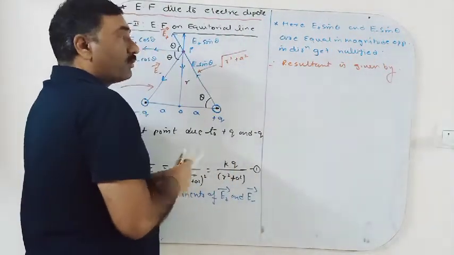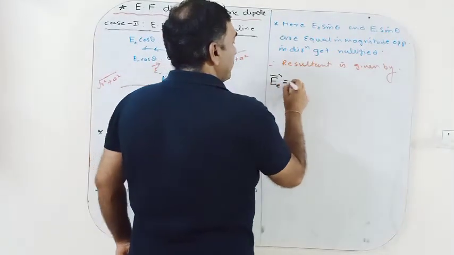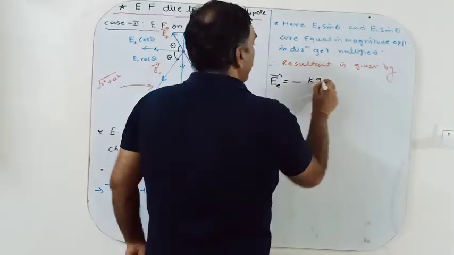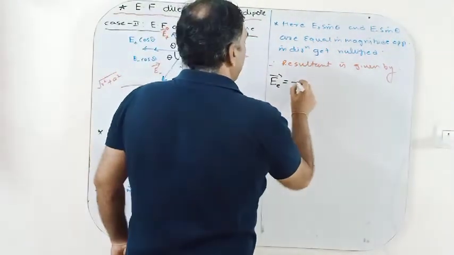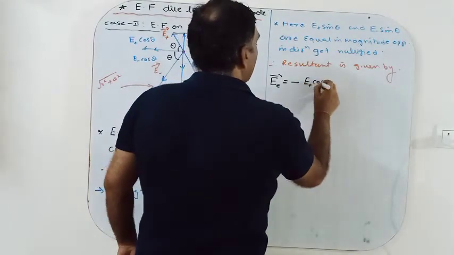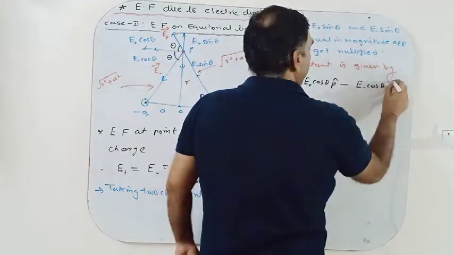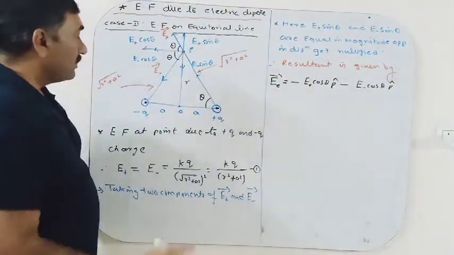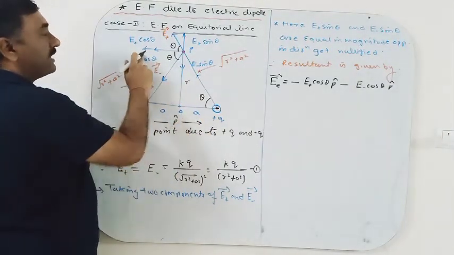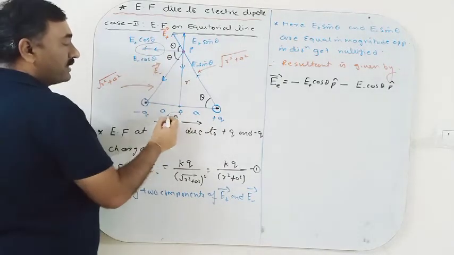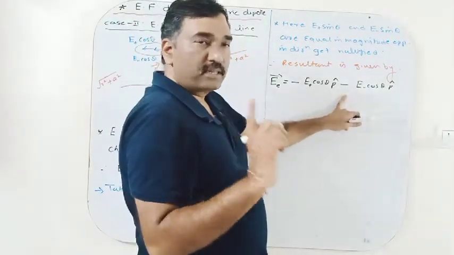So what is the formula for the resultant electric field? The resultant electric field for the equatorial line is equal to minus E plus cos theta with p caret minus E minus cos theta with p caret. Why the negative sign? The direction of the dipole moment p caret is from minus q to plus q, but here the direction of the electric field is opposite to p caret. So therefore we are taking this negative sign due to its opposite direction.